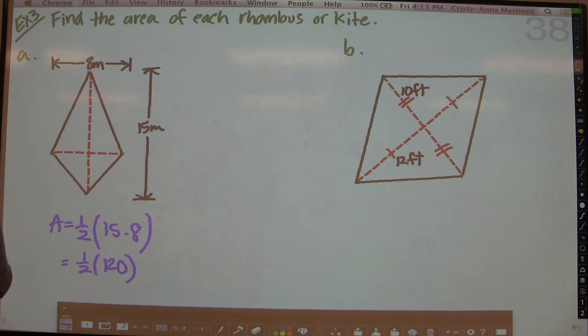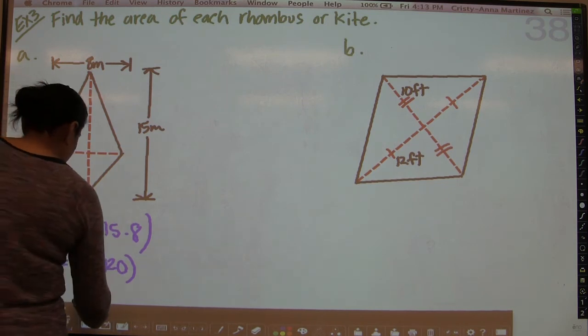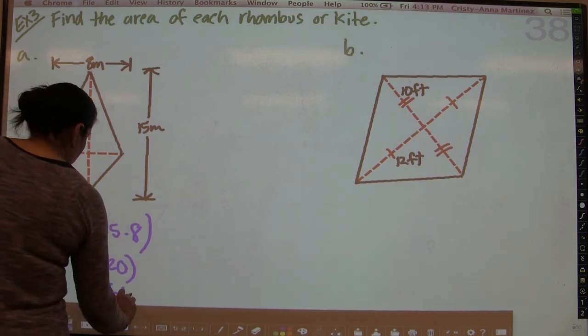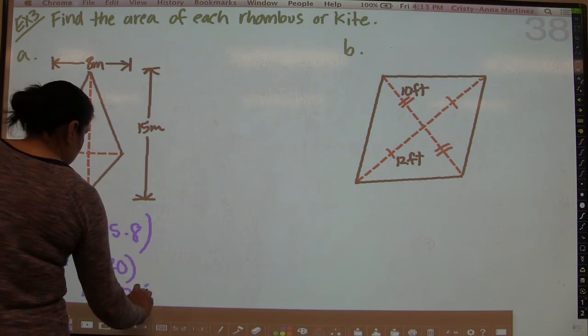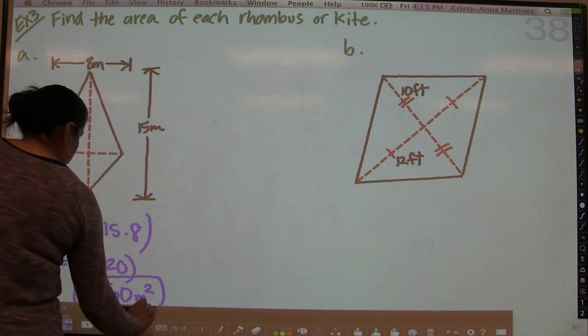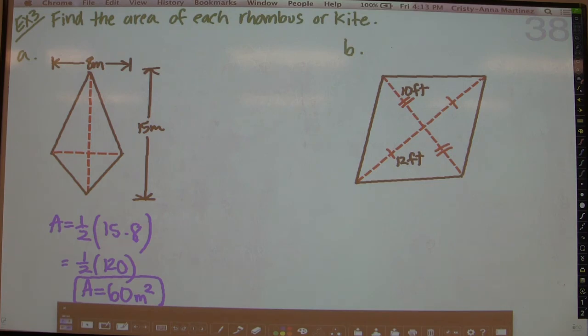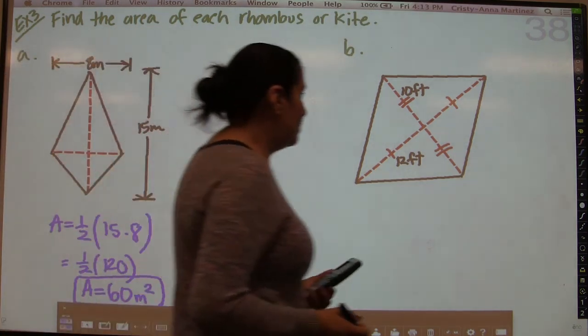And divide that by 2, which gives us 60. So the area for part A is 60 meters squared. That wasn't complicated. For part B, we need to do the same thing.